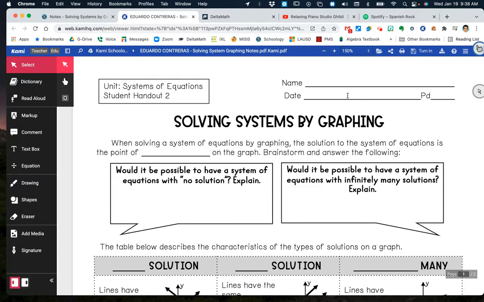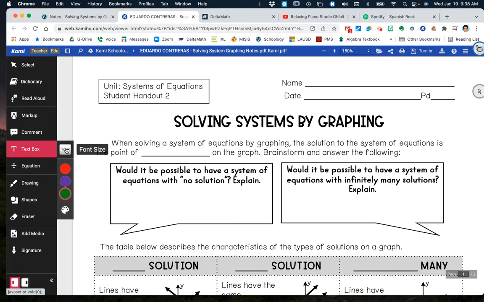So yesterday we learned that a system of linear equations is when you have two or more linear equations or lines on a graph. So we want to start thinking of everything in terms of two lines when we graph two lines, okay? So it says when solving a system of equations by graphing, the solution of a system of equations is the point of, well, where they meet. So we're going to say it's the point of intersection.